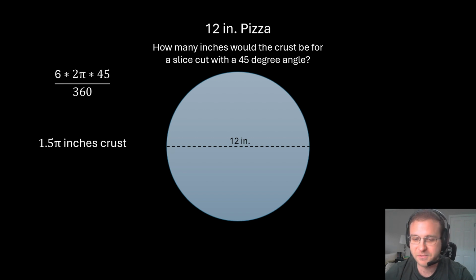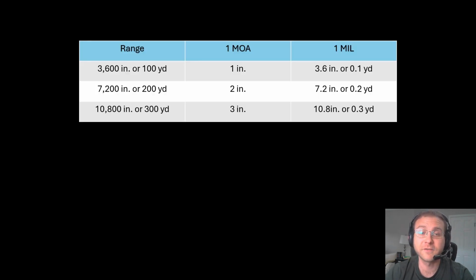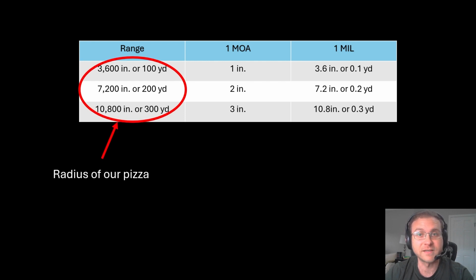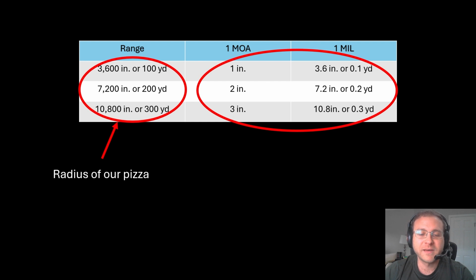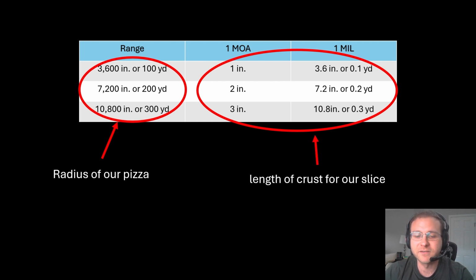So how do these examples relate to precision rifle shooting? If we go back to our chart, these ranges to the target represent the radius of our pizza. And these point of impact changes represent the size of the crust for one slice using the above angle. If we want to calculate the crust size relative to the radius, then radians are going to be a more appropriate unit for measuring that angle. The radians, which become mils, will give a straightforward answer, but the degrees, which become minutes of angle, will result in more complex math involving pi.